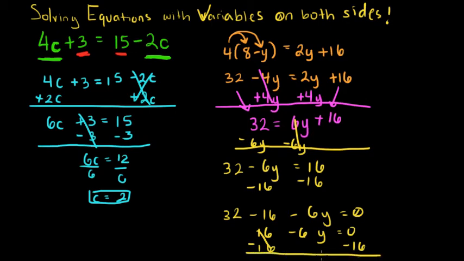So I'm running out of space here, but that's going to be negative 6y equals negative 16. I hope you can see that. I'll write it over here. Divide both sides by negative 6. And y is equal to 8/3. That's what it simplifies to.